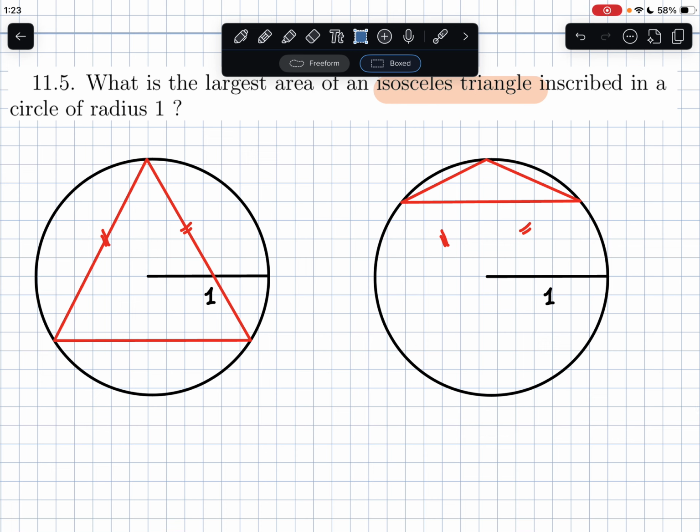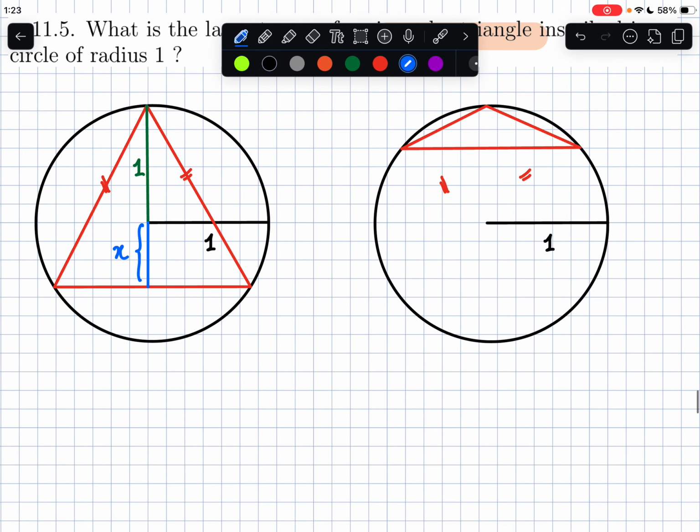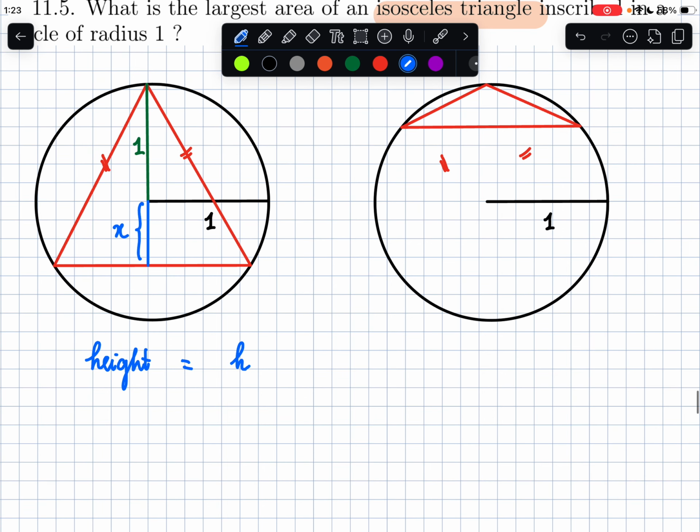So in the first case, this is the radius of length 1. This length from the center to the base of the triangle, I call x. So the height of the triangle, let me denote by h, h equal to 1 plus x.